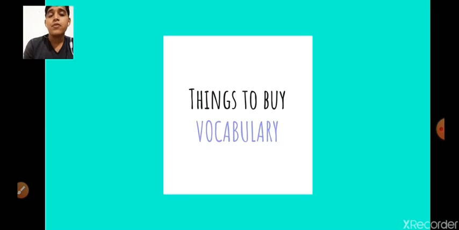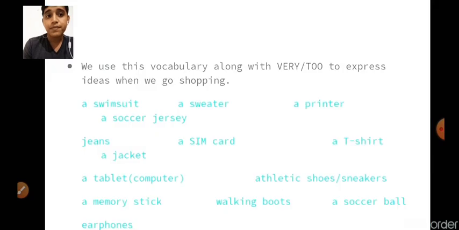Now, let's go for the things that you are going to buy in a shop, in a store. We use this vocabulary along with very and too to express ideas when we go shopping. A swimsuit, a sweater, a printer, a soccer jersey, jeans, a SIM card, that is this little thing that we enter in our smartphones in order for us to make calls. Okay, a t-shirt, this is a t-shirt, a jacket, I don't have a jacket right here, but everybody knows what a jacket is.